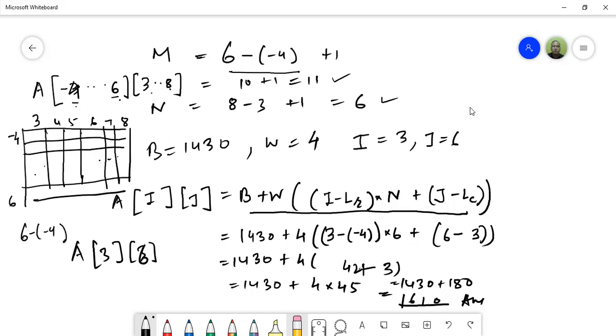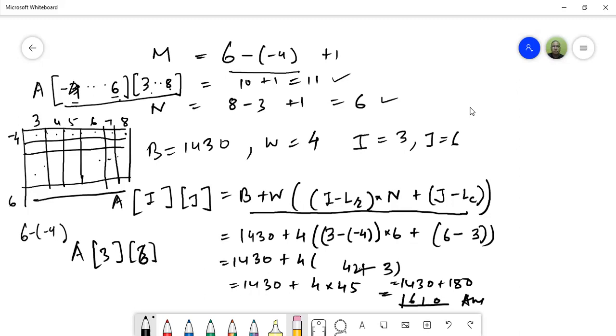And same way for the columns, 8 minus 3. Now if you do simply 8 minus 3, you will get 5. But if you actually count the total number of columns, it is actually 6. So if my question is framed in this way, I find the difference of the upper and lower bound of both row and column, and then add 1 to it. That will give me the total number of rows and total number of columns. That's why we have done the difference of the indexes.